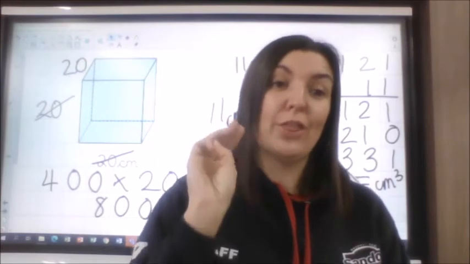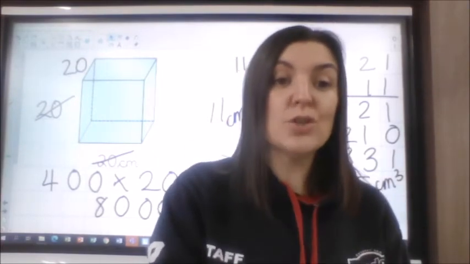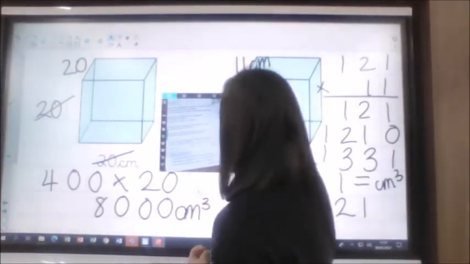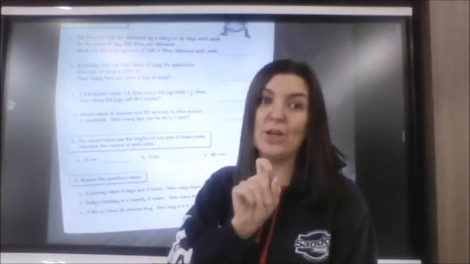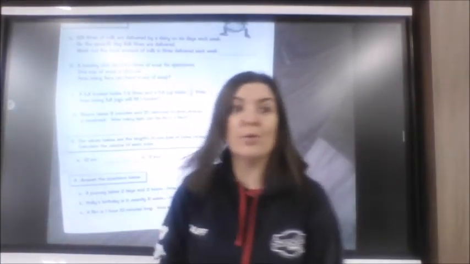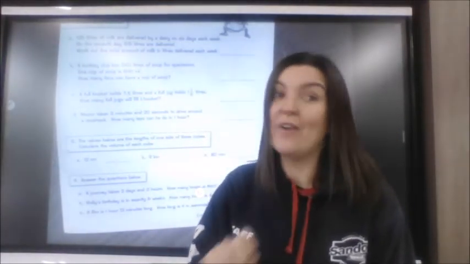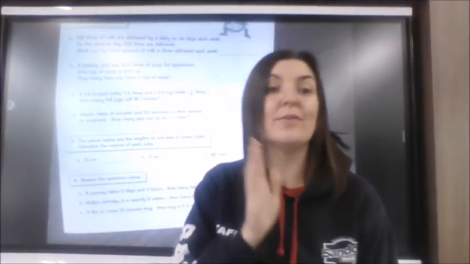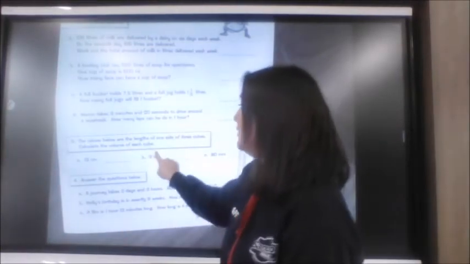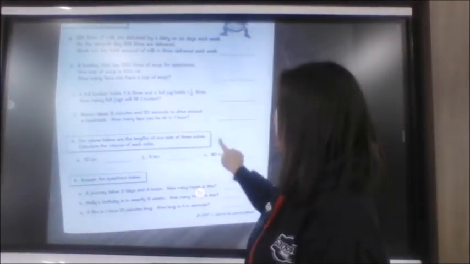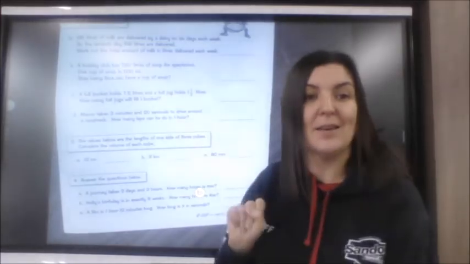Okay, so you should know how to do volume now. You are just multiplying 3 values together. Just a tip on page 29. So on page 29, this one, it says the values below are the lengths of one side of 3 cubes. So if one side is 12, then you know that the other 2 sides are 12 as well. So for this one, you would do 12 times 12 times 12. This one, you do 2 times 2 times 2. This one, you do 80 times 80 times 80. So have a go at those sections in your book now.